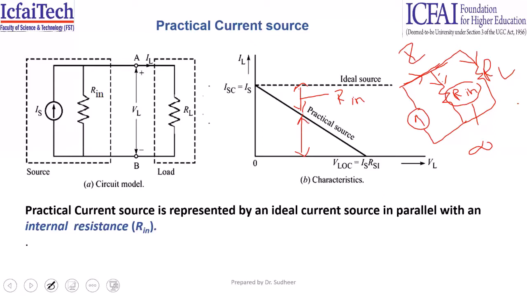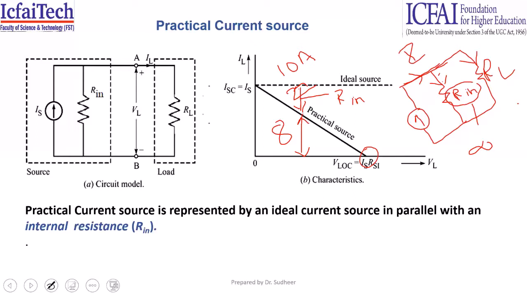Let us take 10 amperes. When the current drawn across the load is increased, 2 amperes will flow through the internal resistance, and only 8 amperes is available across the load. As you keep on increasing the load, you will find at one particular position that no current is flowing through the load, and the entire current is flowing through the internal resistance.